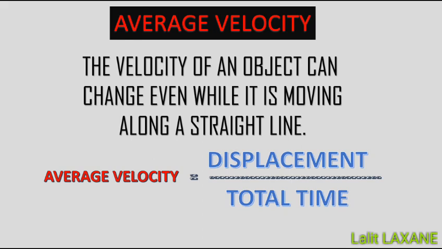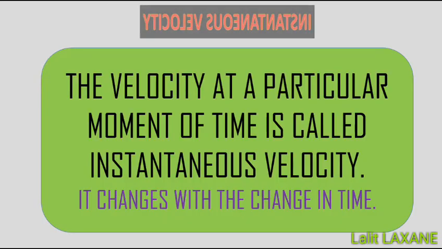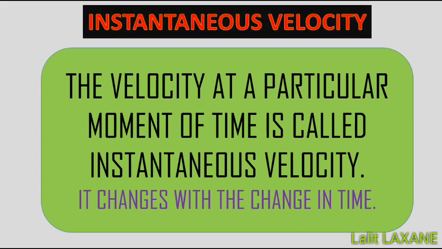Average velocity. The velocity of an object can change even while it is moving along a straight line. Formula: average velocity is equal to displacement upon total time. Instantaneous velocity. The velocity at a particular moment of time is called instantaneous velocity. It changes with the change in time.